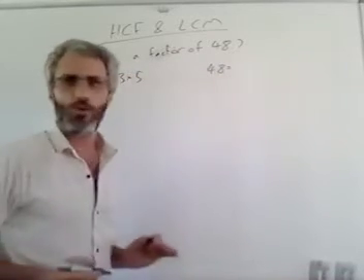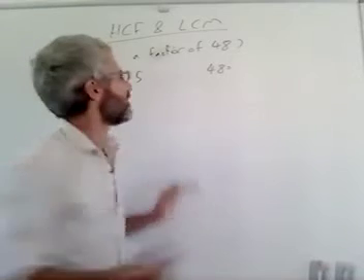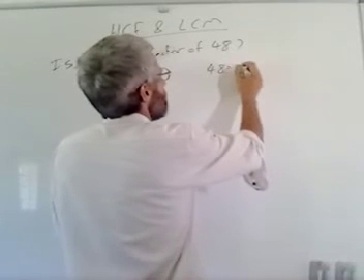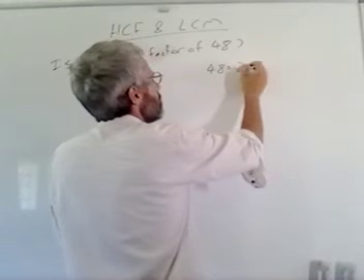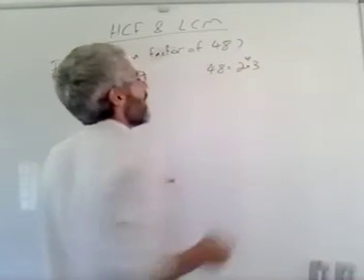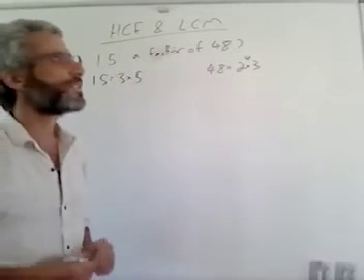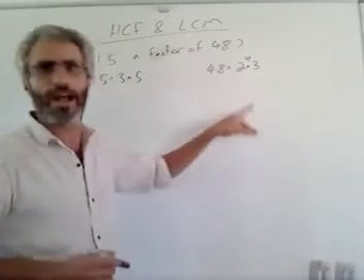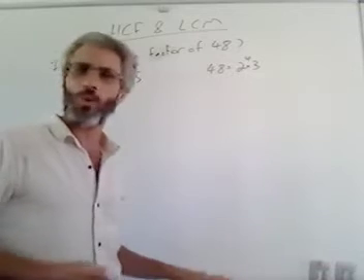48 is, what is 48? 6 times 8. 6 is 2 times 3, 8 is 2 to the power 4. Right? So it's 2 to the power 4 times 3, which is 16 times 3. You can do that just by doing the long way I've shown you.